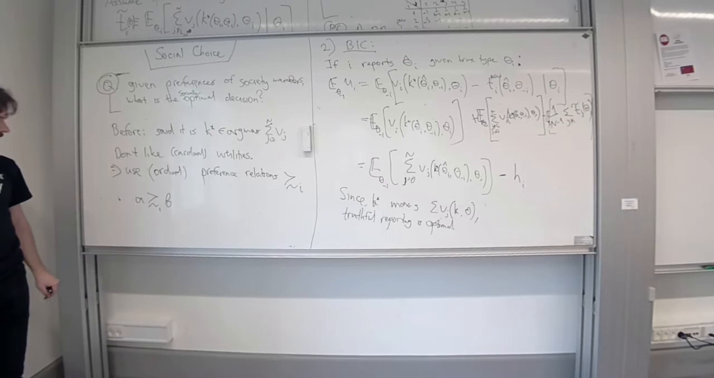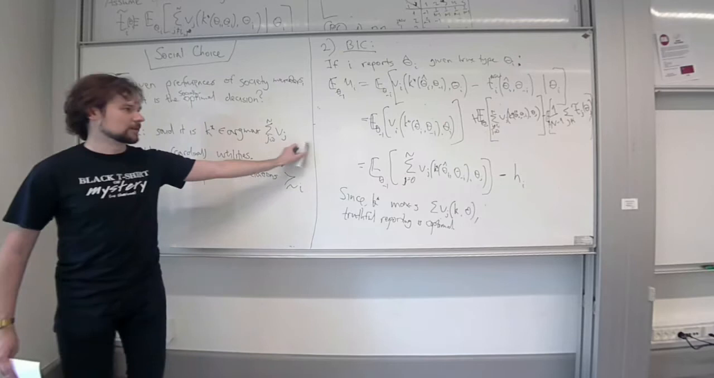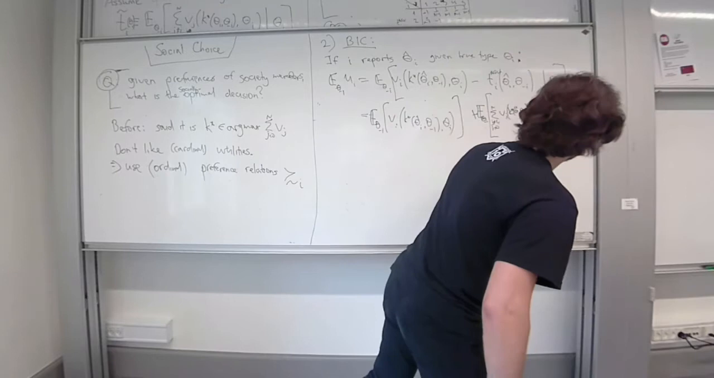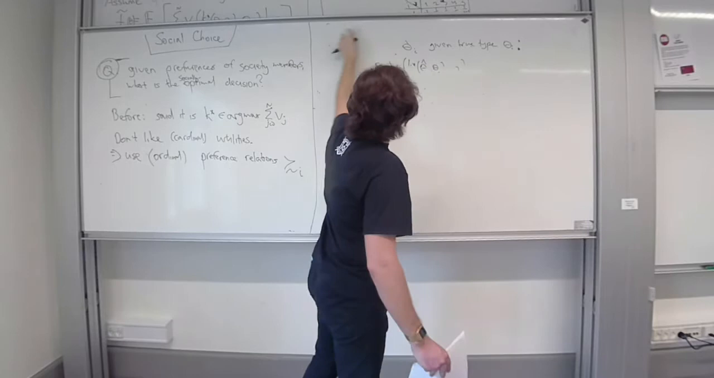There is a lot you can talk about these relations, about how they should look like, about what kind of axioms they should satisfy. And we will skip all that, because I will assume that if you wanted to see some of that, you saw it in some micro course or choice theory course, and that is just too far from mechanism design to spend our time here on. Instead, what we will do is we will say, well, we have some society, we have some preferences in this society.